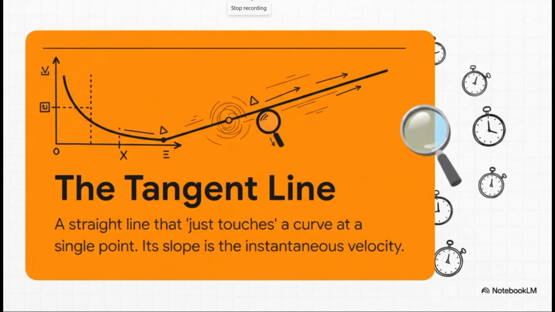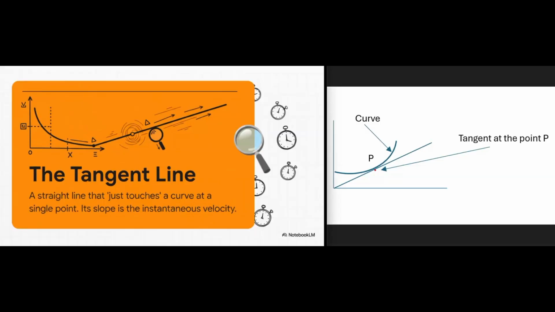And here it is, the tangent line. It kisses the curve at that one single point, point P. It touches it, but it doesn't cross it. And get this, the slope of that tangent line is the instantaneous velocity at that precise moment. It's our way of measuring the slope of a curve at one frozen-in-time instant.